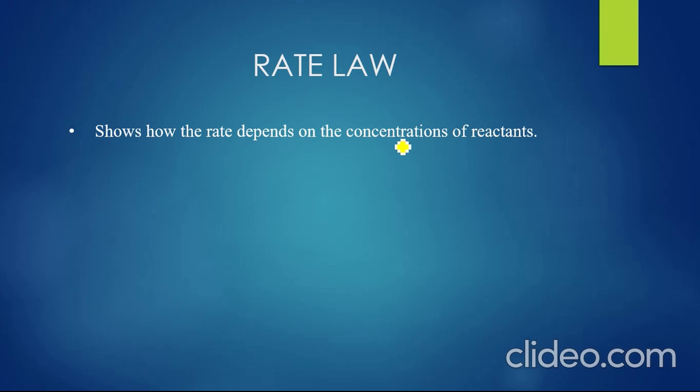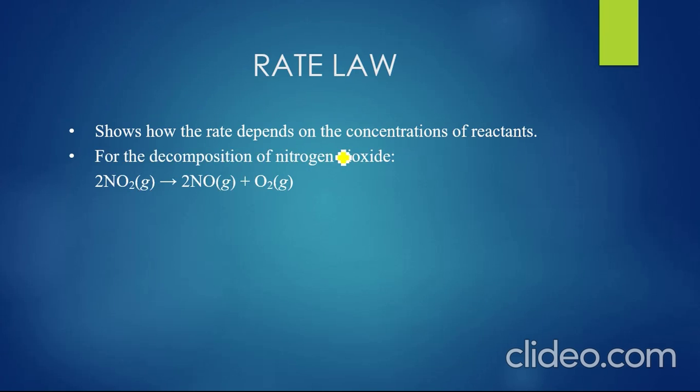So let me show you an example so that you can understand what I'm explaining here. Here you are seeing nitrogen dioxide decomposing to form nitric oxide and oxygen gas. If you are asked to determine the general form of the rate law for this reaction, how can you determine it?